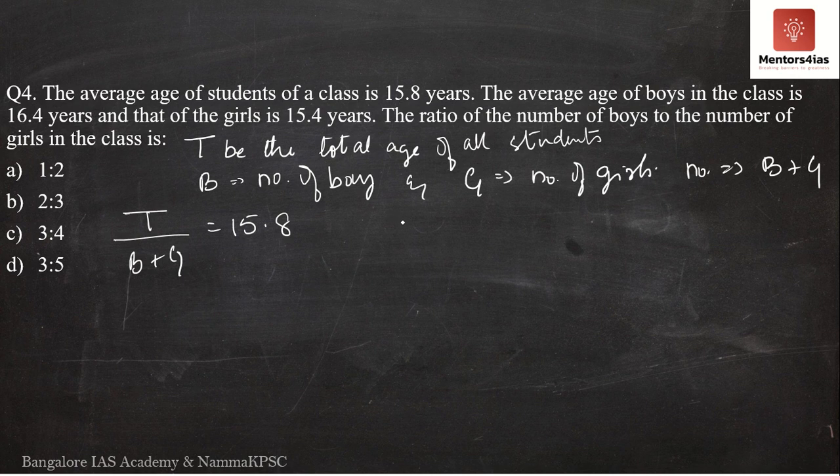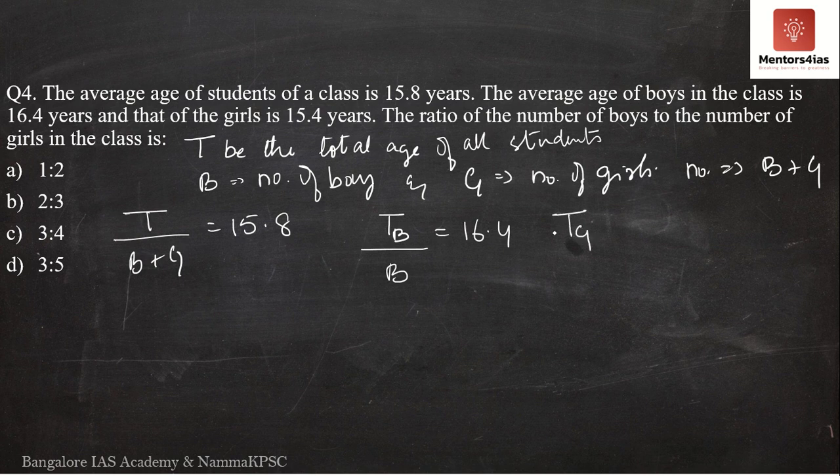We have to take the total age of all the boys, the sum of ages of all the boys in the class. So let me say TB. TB is the total sum of the ages of all the boys in the class. When I divide this by the total number of boys, we get 16.4.